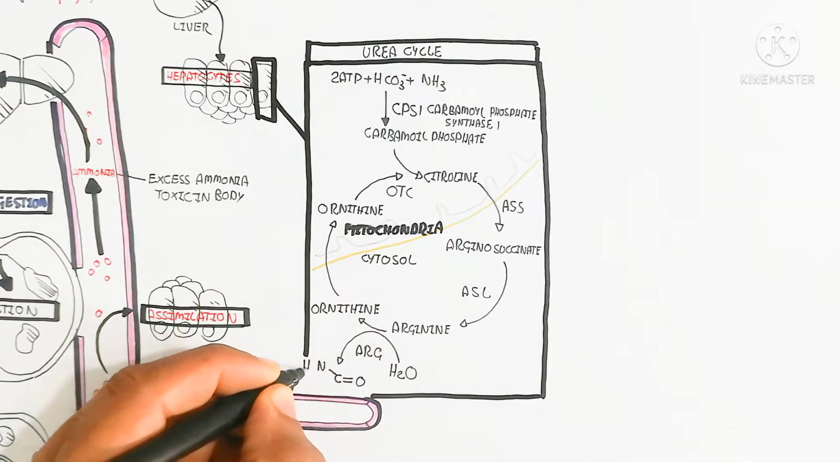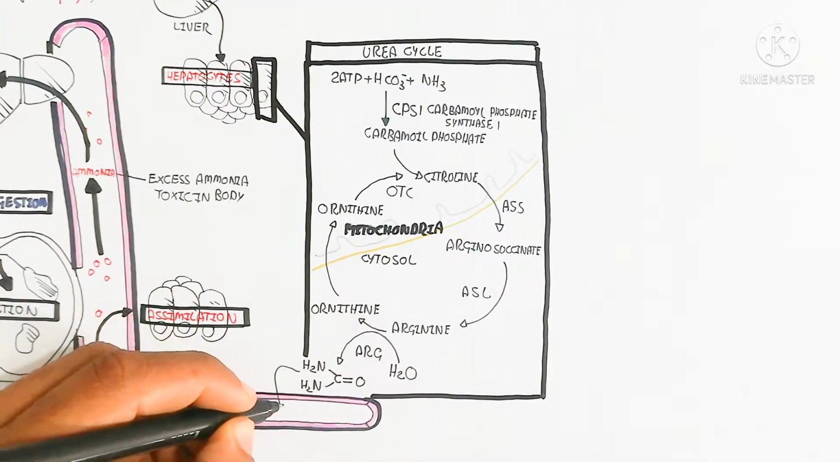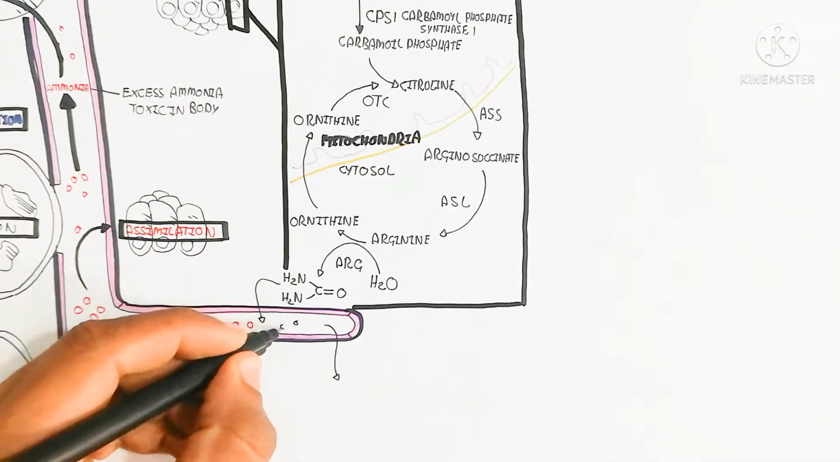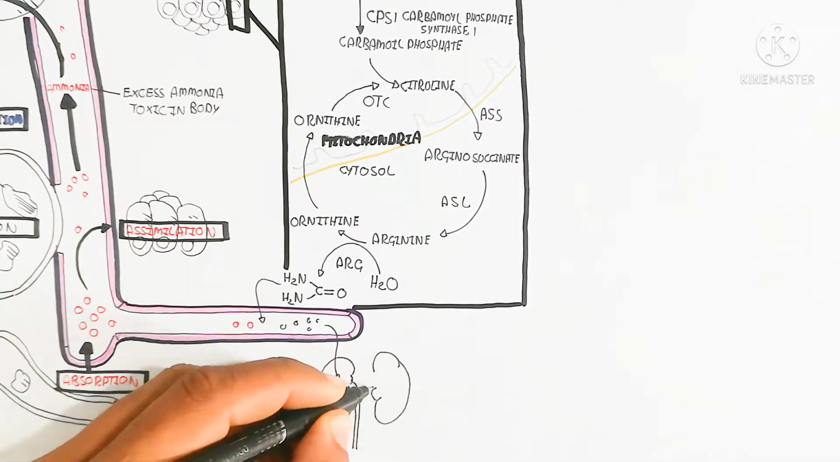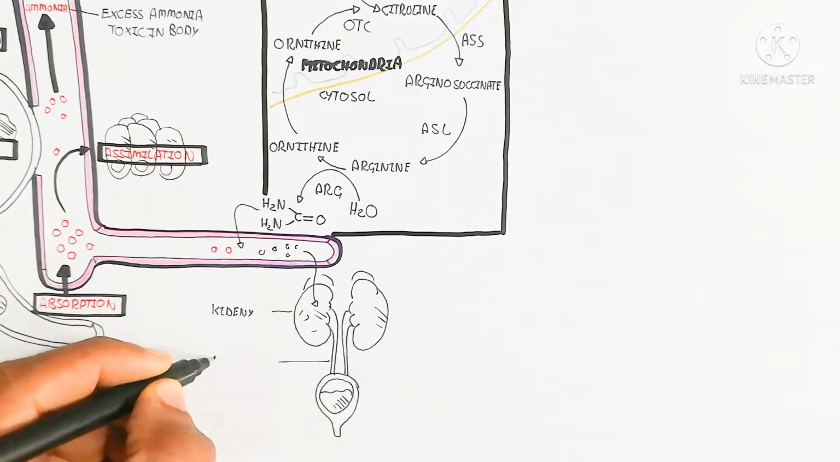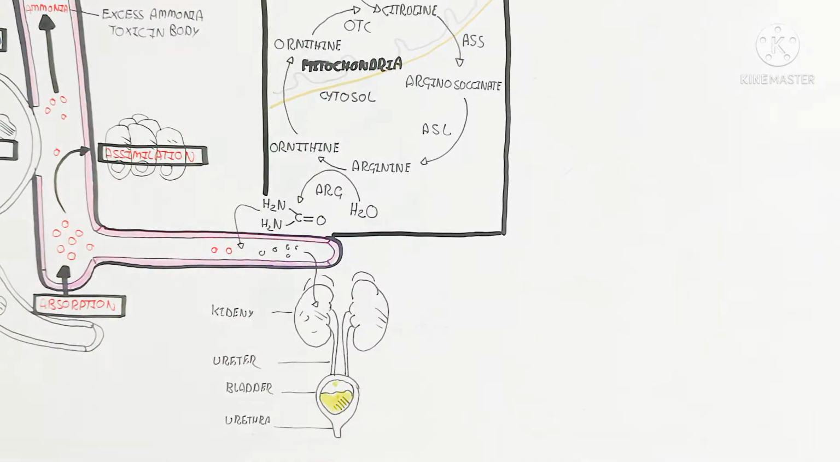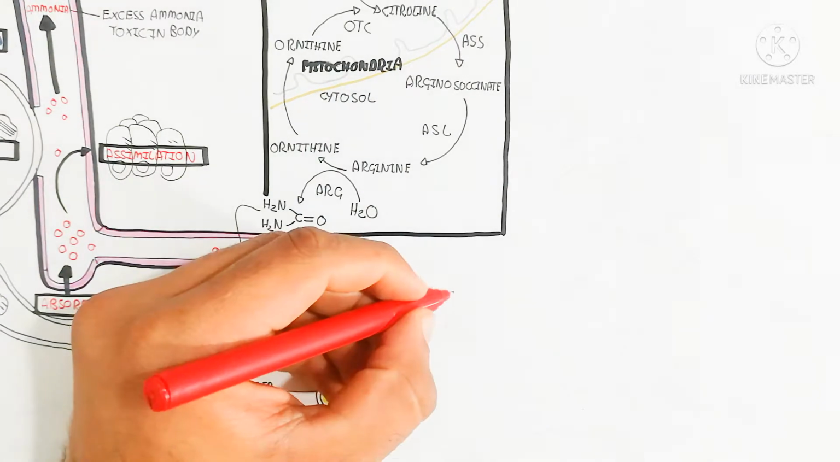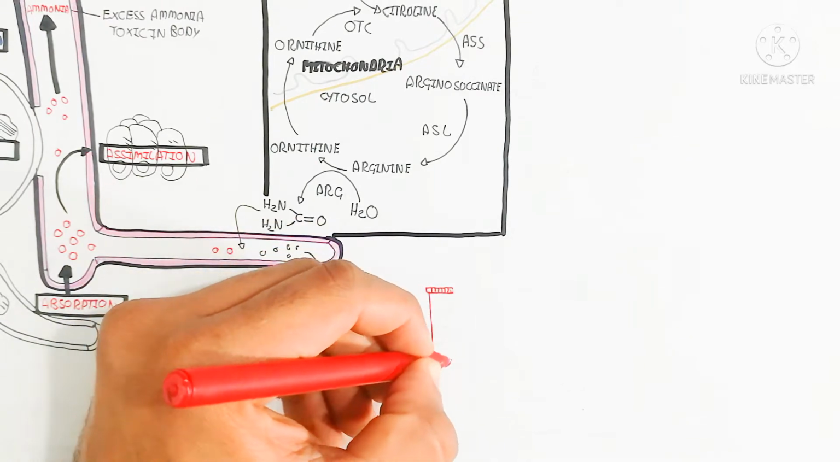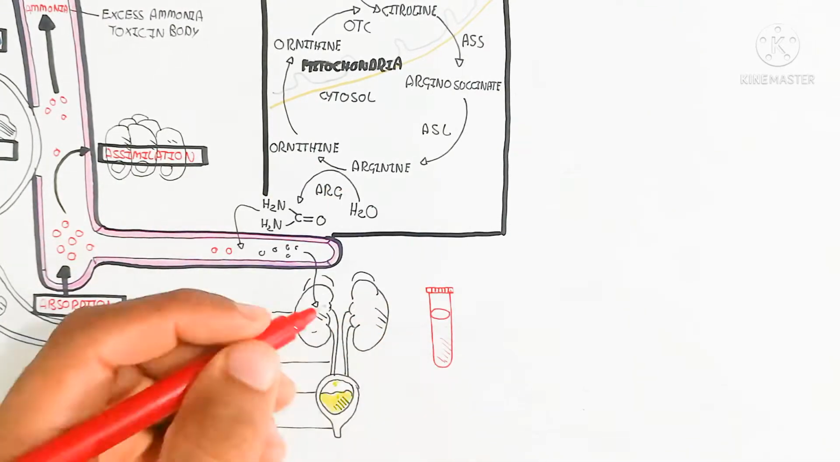and this arginine converts into ornithine. During the conversion of arginine to ornithine, water is added by the arginase enzyme to produce urea. This urea will be excreted from the excretory system. Here are the kidney, ureter, bladder, and urethra, so that urine is formed.